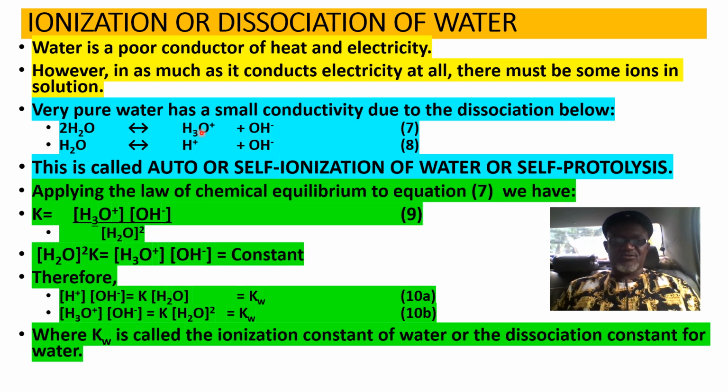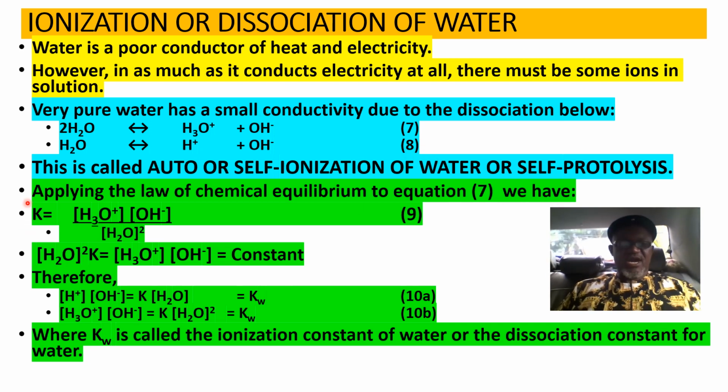If it's one molecule, both equation 7 and 8 are the same. And we'll call this self-ionization or auto-ionization of water or self-protolysis. Applying the law of chemical equilibrium to equation 7, if we use equation 8, we'll get the same thing. We have K equal to concentration of the products divided by concentration of the reactant squared, because there is 2 here, remember.